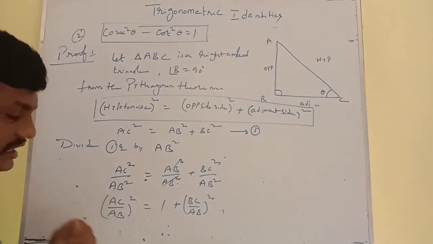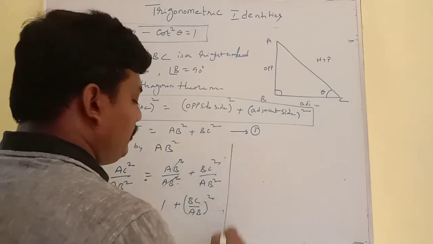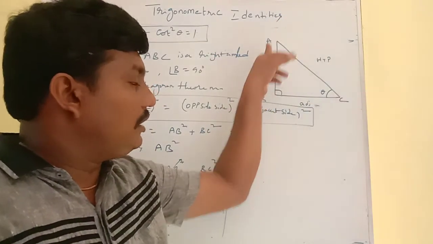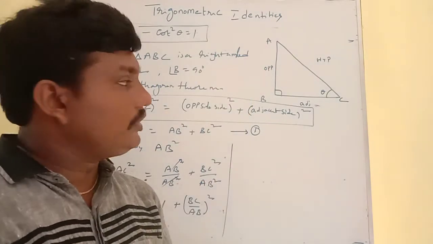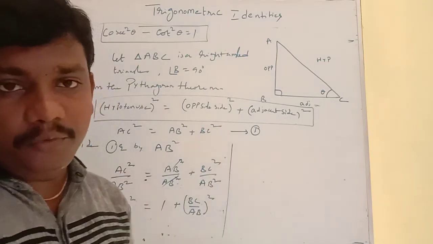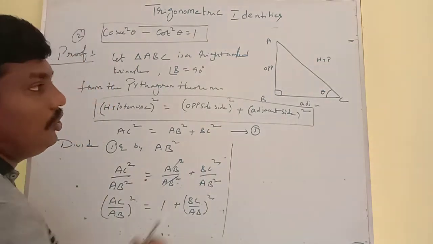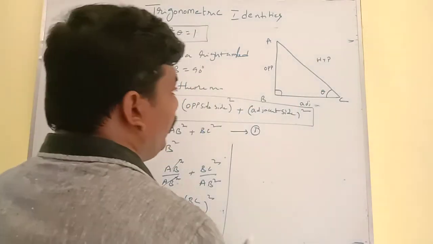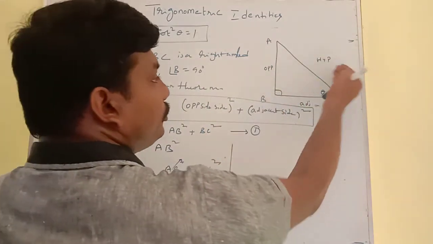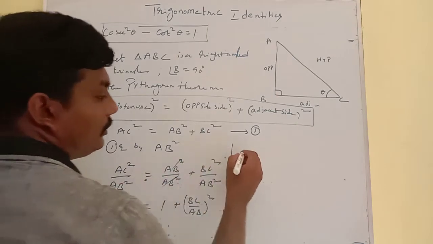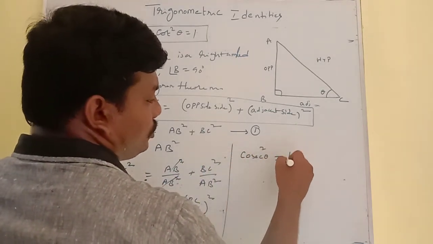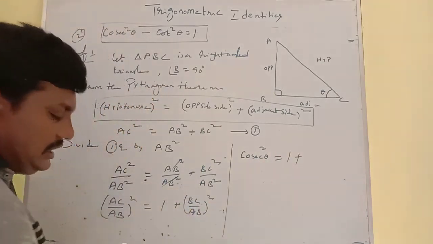Then what about AC by AB? AC is nothing but the hypotenuse, and AB is nothing but the opposite side. So we know hypotenuse by opposite side becomes cosecant theta. Why? Opposite by hypotenuse is sin theta, its reciprocal, hypotenuse by opposite side, is cosecant theta. In the place of this, cosecant theta square is equal to 1 plus BC by AB.